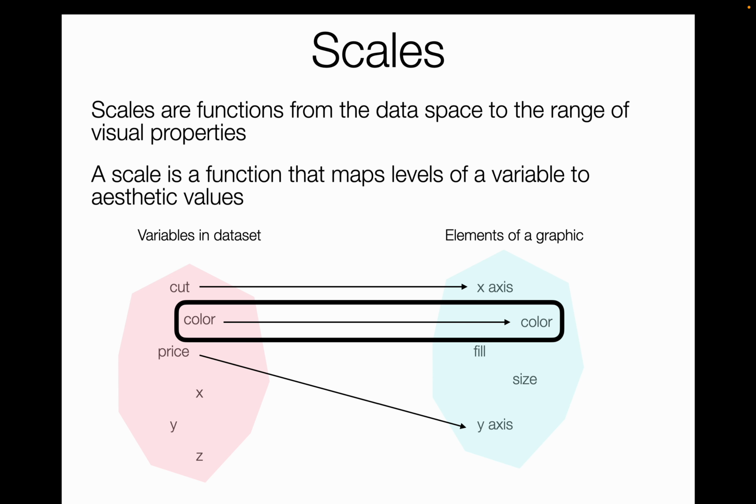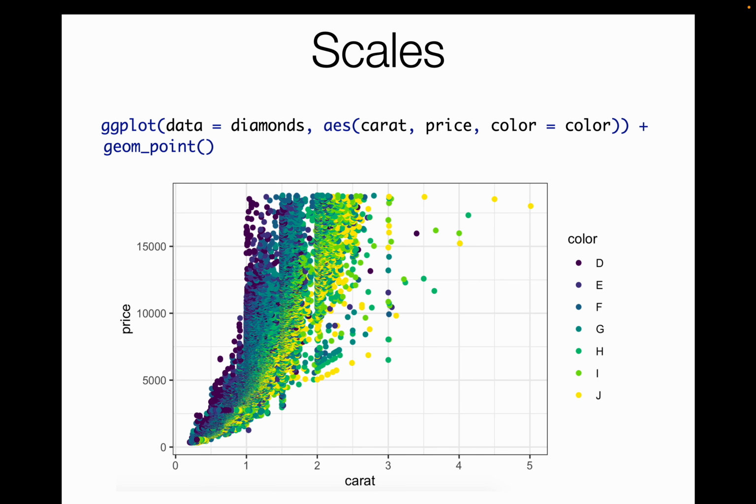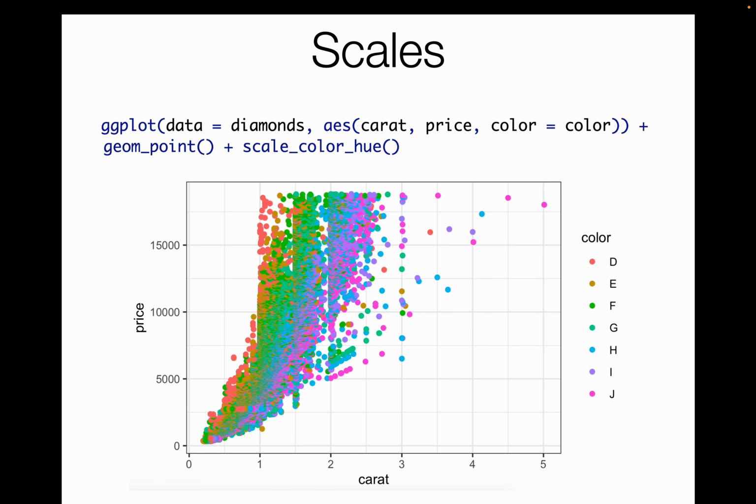Scales tell you, well, how do I want to map color to color? So if I just do that, carat by price, color is a categorical variable, so it gives it a discrete color range. But maybe I don't want that. Maybe I think that's ugly. I want a hue difference. So there are extra functions called scale_color_hue or scale_color_blank.